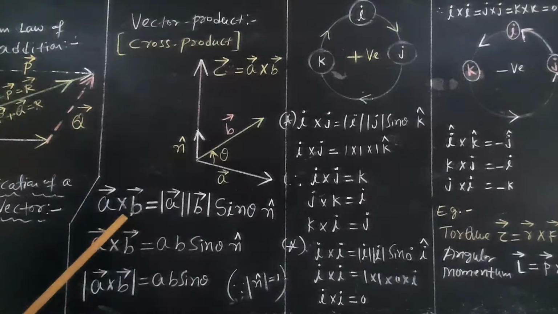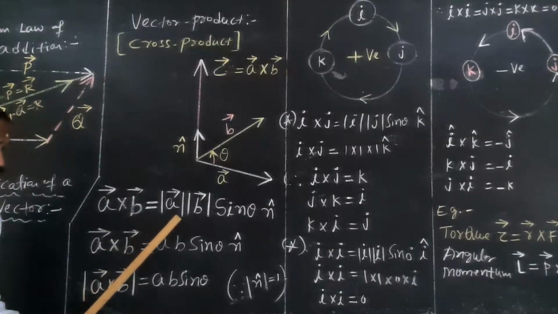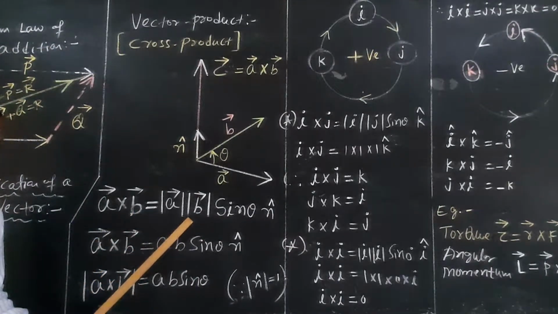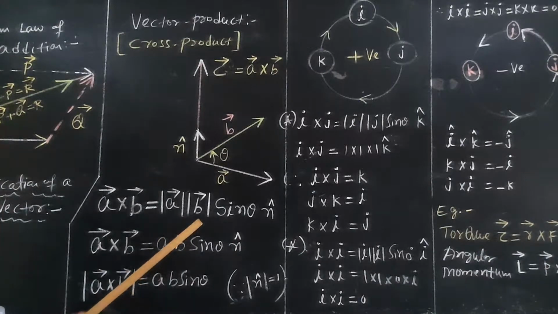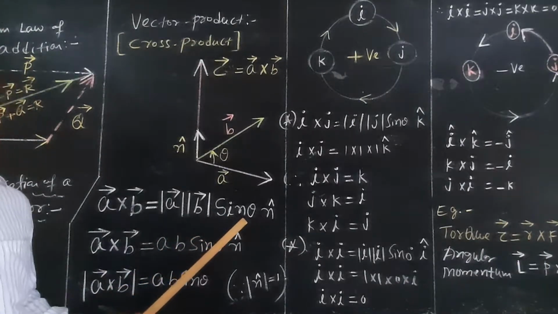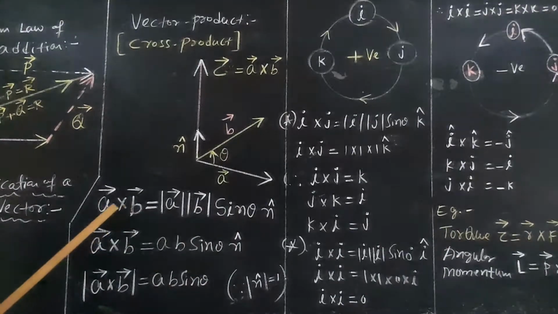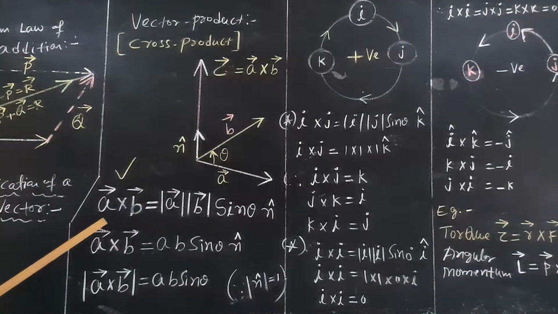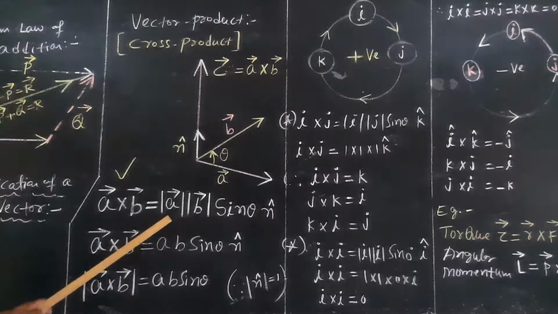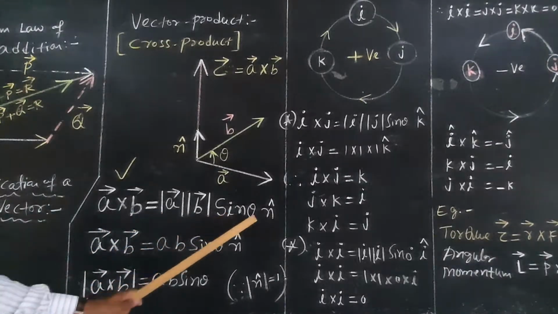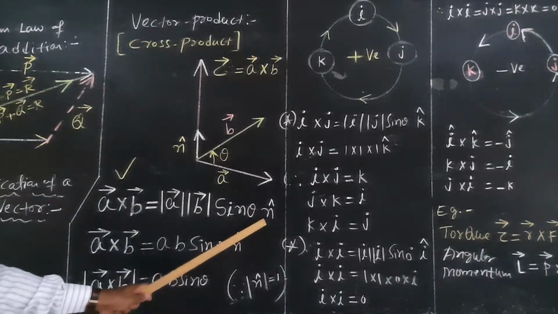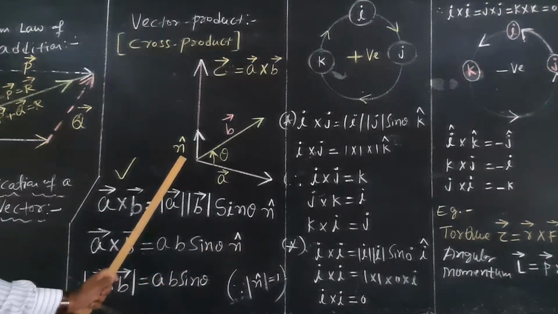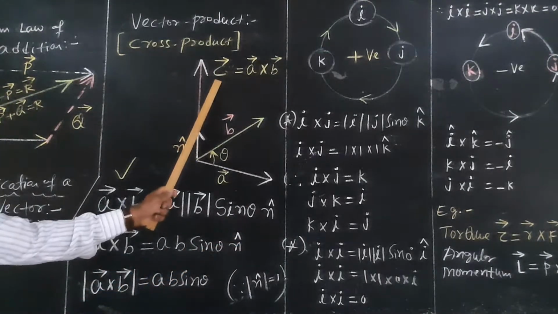The cross product of two vectors is defined as the product of the magnitudes of the two vectors and the sine of the angle theta between the two vectors. So what is the formula for A cross B? Vector A cross vector B is equal to magnitude of A into magnitude of B into sin theta into n cap. What is n cap? N cap is the unit vector which gives the direction of the resultant vector.